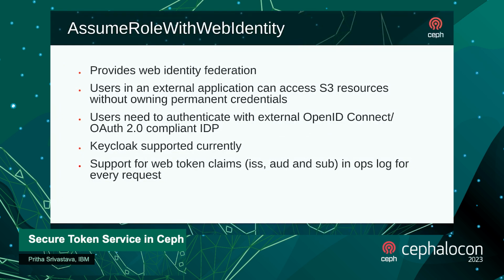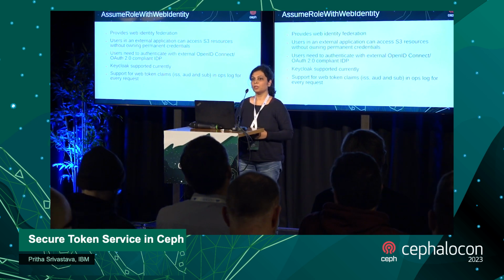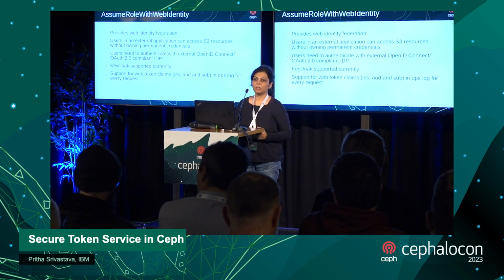The next API is assume role with web identity, which mainly provides web identity federation. Users in an external application can access S3 resources in RGW without even owning any kind of permanent credentials. The only requirement here is that the users need to authenticate themselves with an OpenID Connect compliant provider. And currently RGW has been integrated with Keycloak.